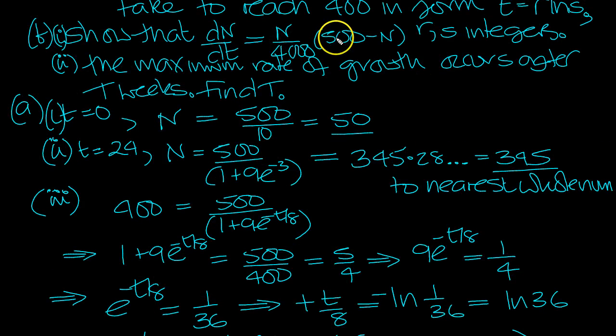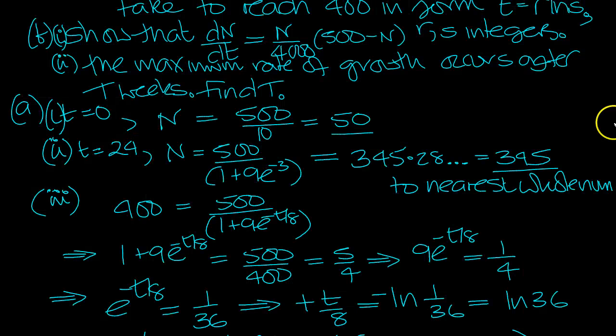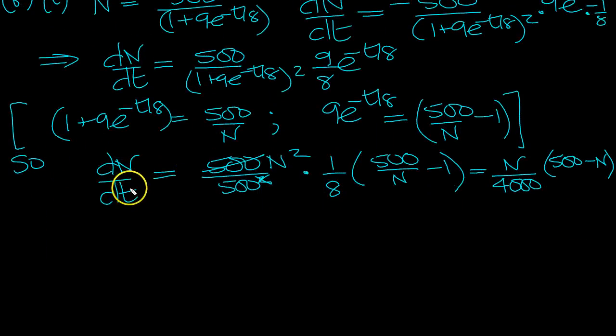Here it is here. Now the maximum rate of growth occurs after t weeks. Find t. The maximum rate of growth. Okay. Let me just look back at the question to see what it says. The maximum rate of growth occurs after t weeks. Okay. So we've got a dn dt. So let's just draw this dn dt. We've got a quadratic here.